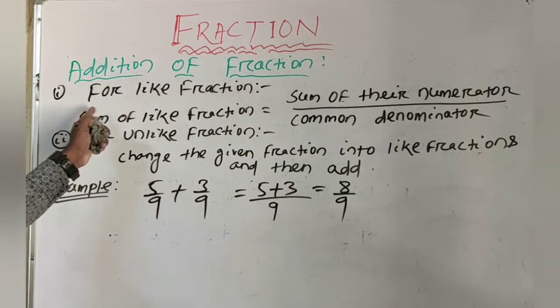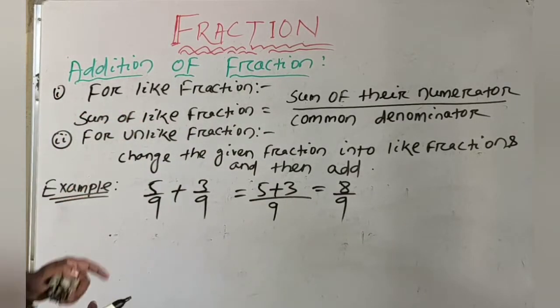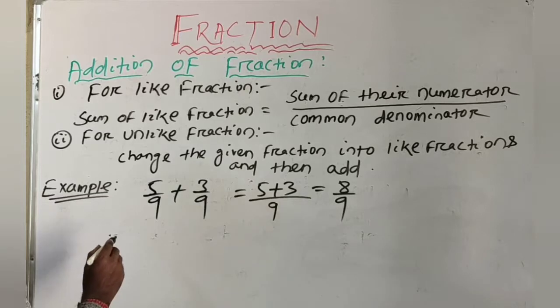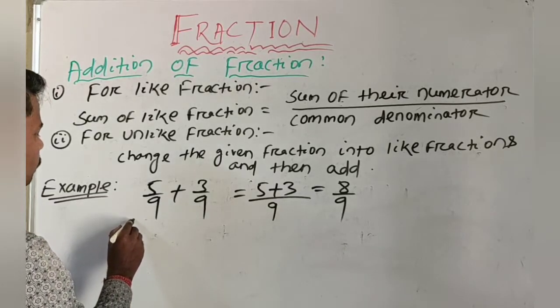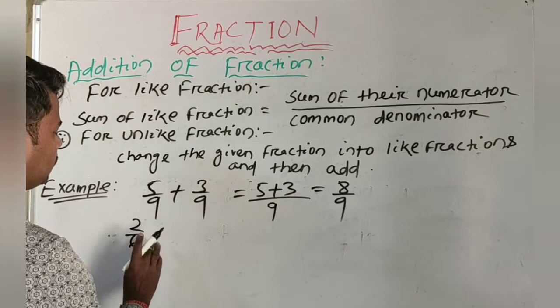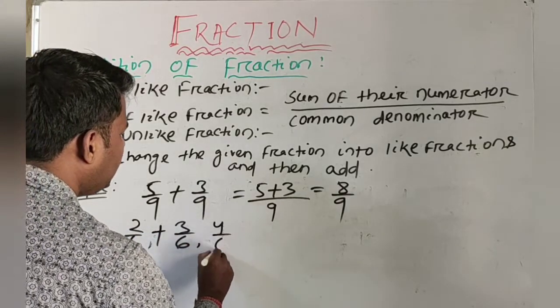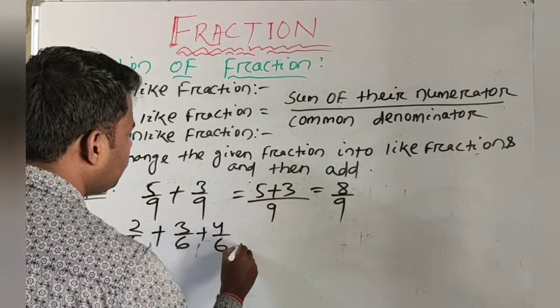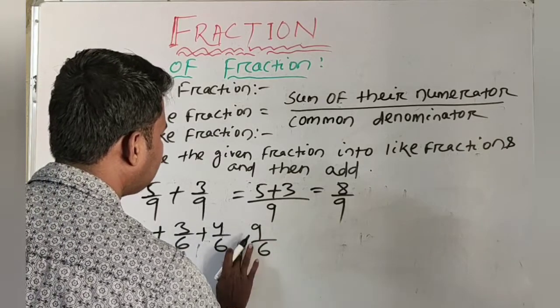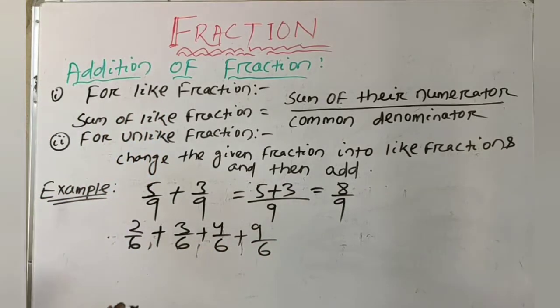If 3 like fractions or more than 3 like fractions are given, how will you add? Suppose 2 by 6, 3 by 6, 4 by 6, and 9 by 6 are given, 4 like fractions.